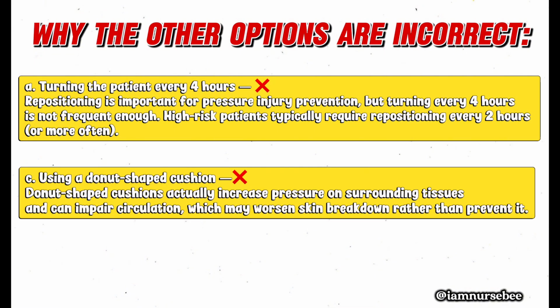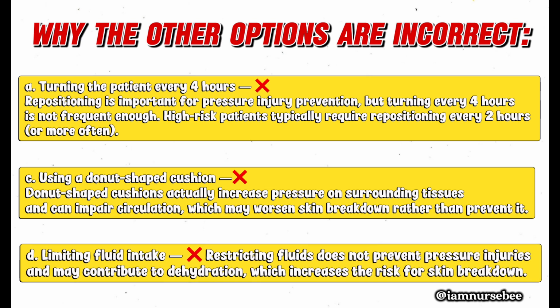C. Using a donut-shaped cushion. Donut-shaped cushions actually increase pressure on surrounding tissues and can impair circulation, which may worsen skin breakdown rather than prevent it. D. Limiting fluid intake. Restricting fluids does not prevent pressure injuries and may contribute to dehydration, which increases the risk for skin breakdown.